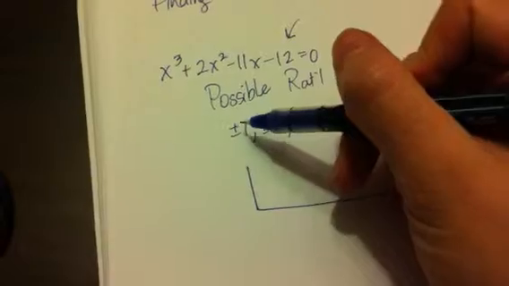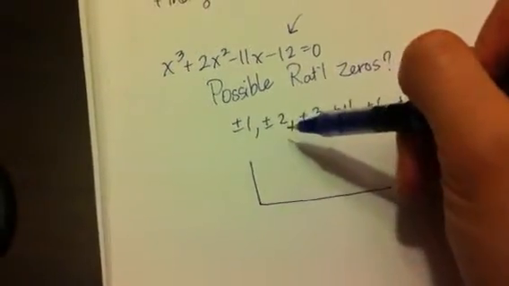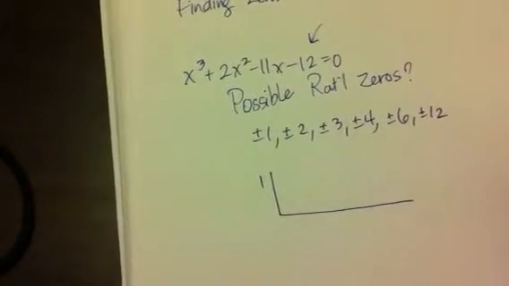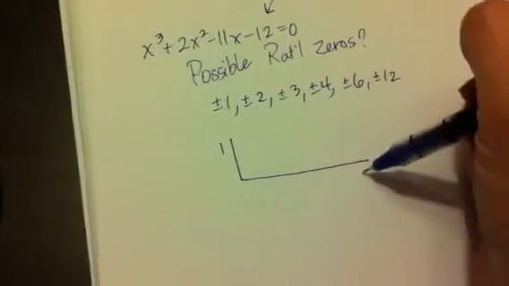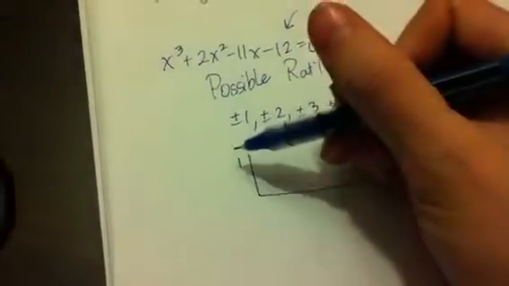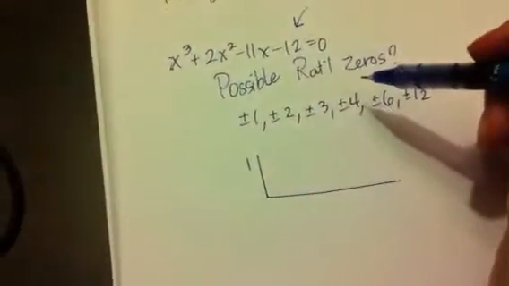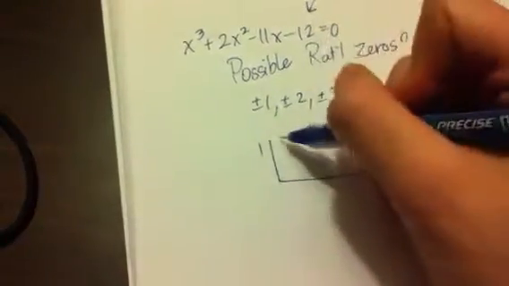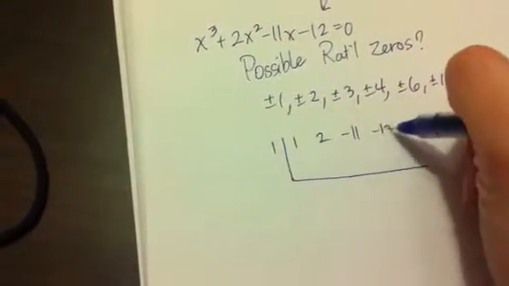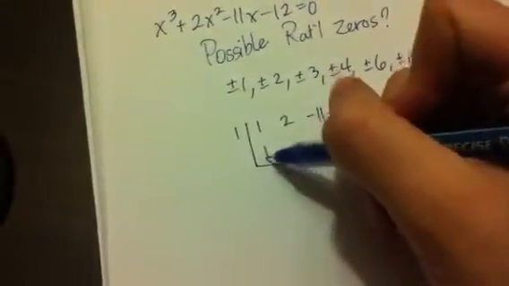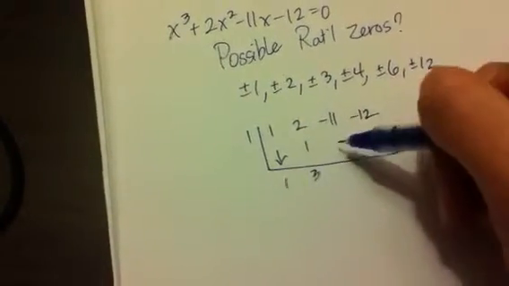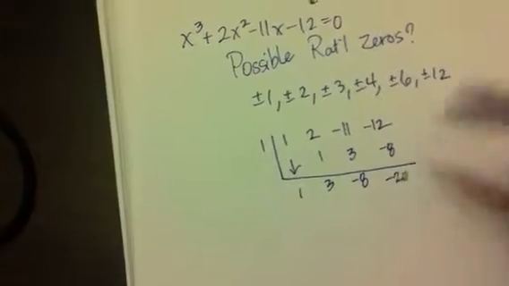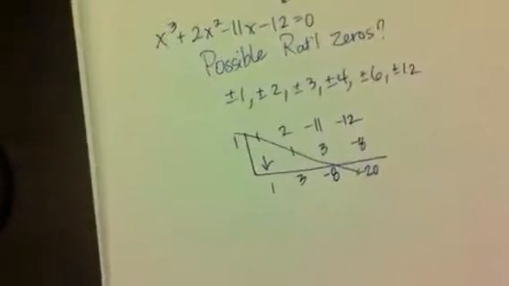Plug in 1 and negative 1, 2 and negative 2, 3, negative 3, and so on. I'm going to start by trying a positive 1, and if I get a 0 at the end, then that means that 1 is a 0 of the function. So I'm going to start by putting a 1 here, and I'm going to put my coefficients, 1, 2, negative 11, negative 12, and I'm going to use synthetic substitution and see what happens. That's a negative 8. I get negative 20. That means that 1 is not a 0.